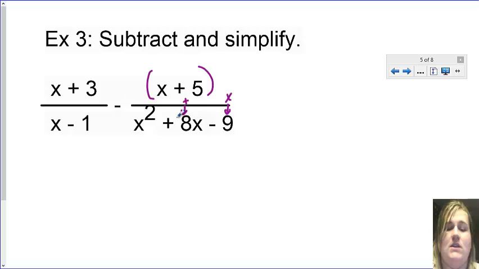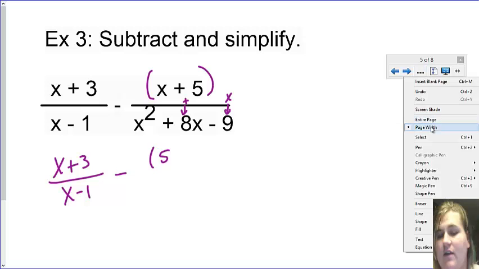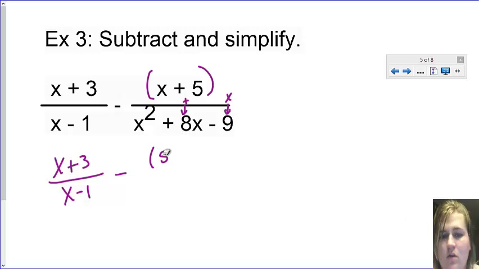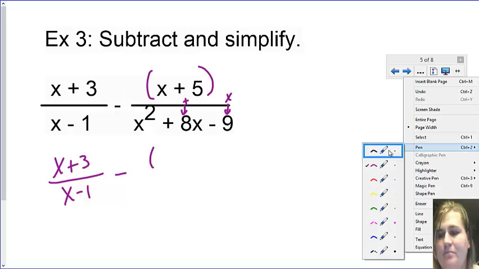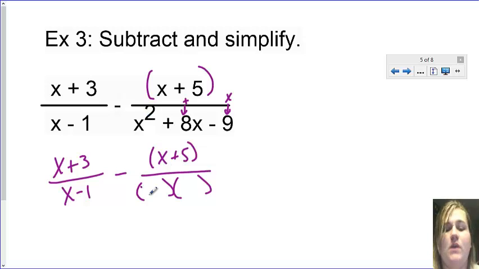So I'm going to rewrite my problem minus that, x plus 5 over, and I know I'm factoring this trinomial, so I'm going to set up my two sets of parentheses. I'm going to split up my x squared into x times x. I know I'm multiplying to get a negative, so I have to have opposite signs, one positive, one negative.